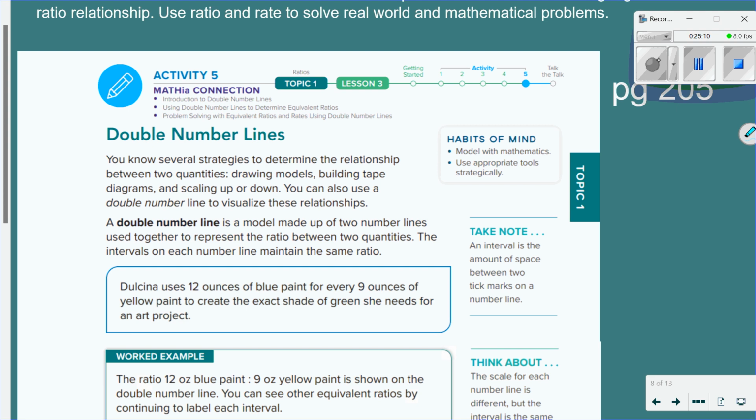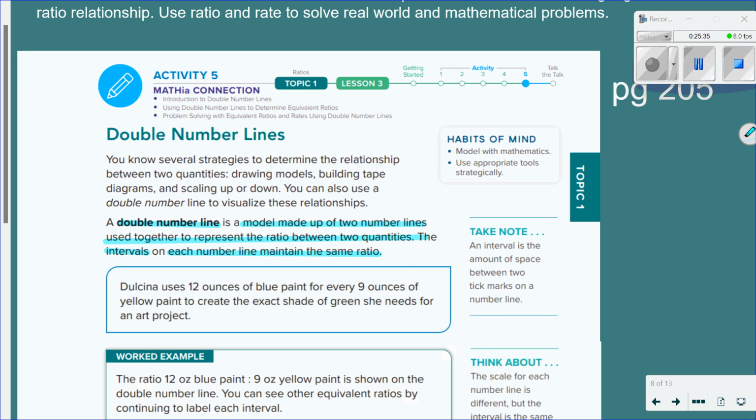How many of you are familiar with a number line? Okay, the good news is, a double number line is just another number line above it, but there are some other pieces to it. A double number line is another model made up of two number lines used together to represent the ratio between two quantities. Here is a big key on this. The intervals on each number line maintain the same ratio.